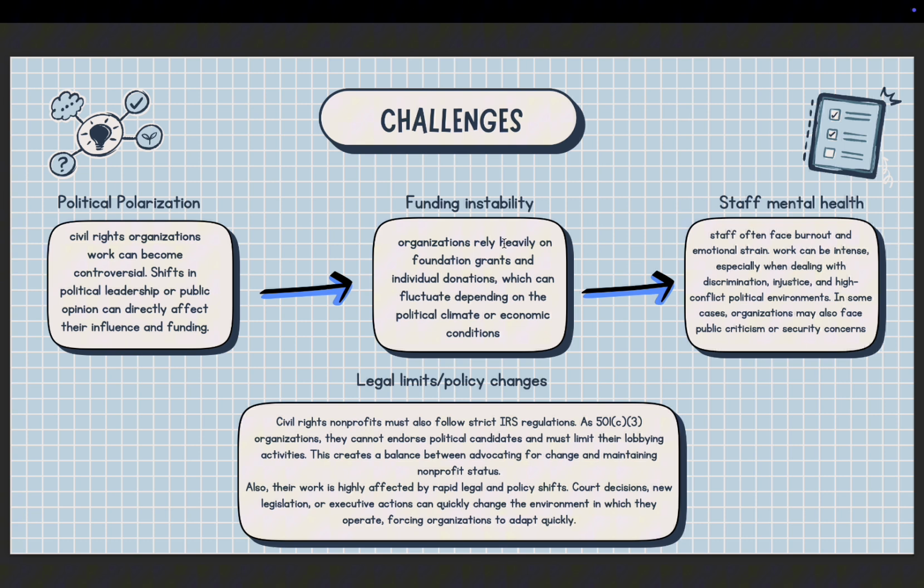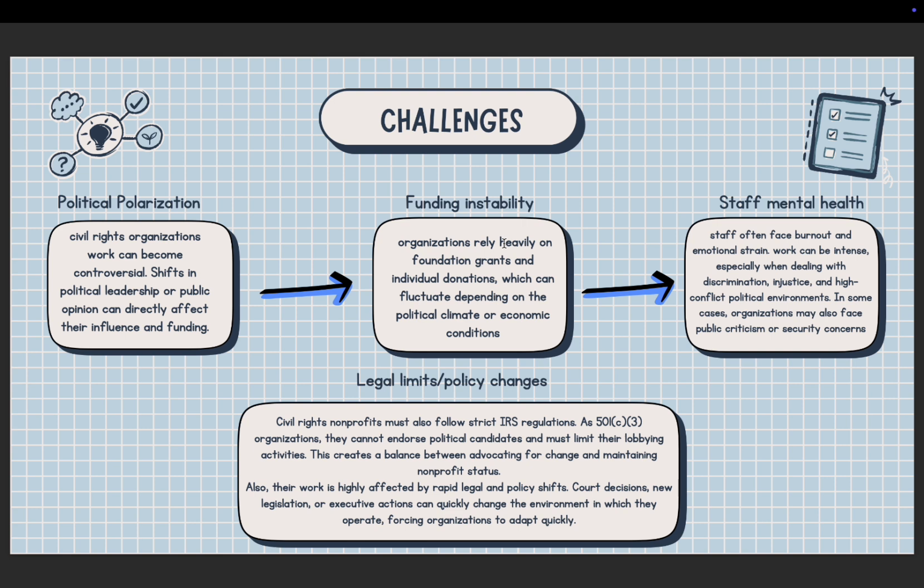Some challenges we face are political polarization. Civil rights organizations can become controversial. Shifts in political leadership or public opinion can directly affect their funding. This leads to funding instability. Organizations rely heavily on foundation grants and individual donations, which can fluctuate at times, given circumstances.